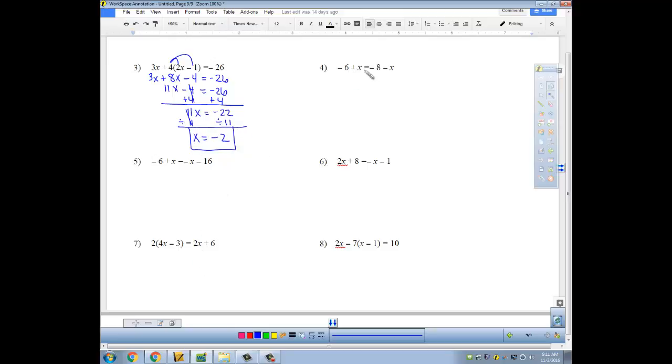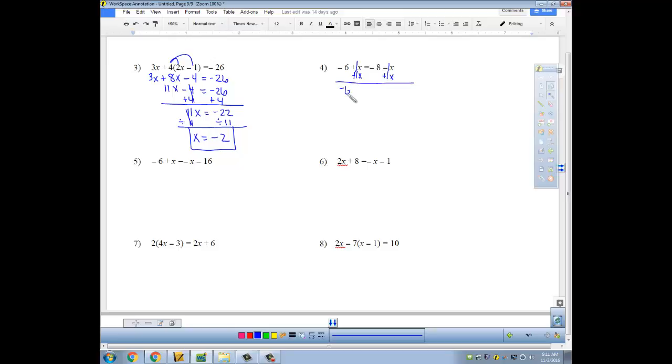Number 4, I can't simplify anything because I don't have the distributive property and I don't have like terms on both sides. So I'm going to start with the smallest variable, which here is this negative x because that's a negative 1x. This is 1x. So the opposite of negative 1x is plus 1x. So I'm going to write plus 1x by both of my x's.